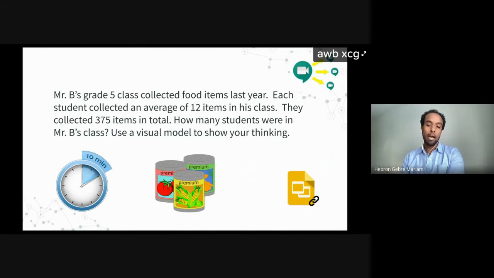So this is what we're going to do now. We're going to give you about 10 minutes. I'm going to put you in breakout groups. There is a slide linked here, a shared slide that you're going to be working in. You just scroll down and don't pick the master one, but scroll down and pick a spot and pop your names in and work collaboratively together on solving this problem. The goal is to use a visual model to show your thinking.